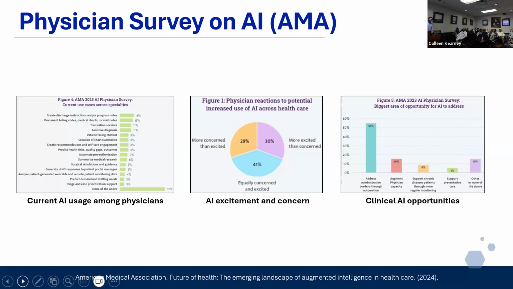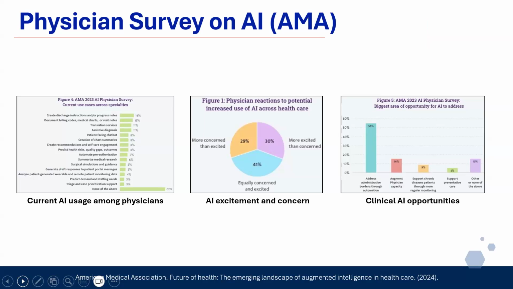The second result here is whether you are excited or concerned about AI. And I think we see a nice balance there: the first one is more concerned than excited, and then you have more excited than concerned, and then equally concerned and excited. There's lots of concern, lots of excitement. No one knows what to think, I guess. But that's good to see that there's excitement at least.